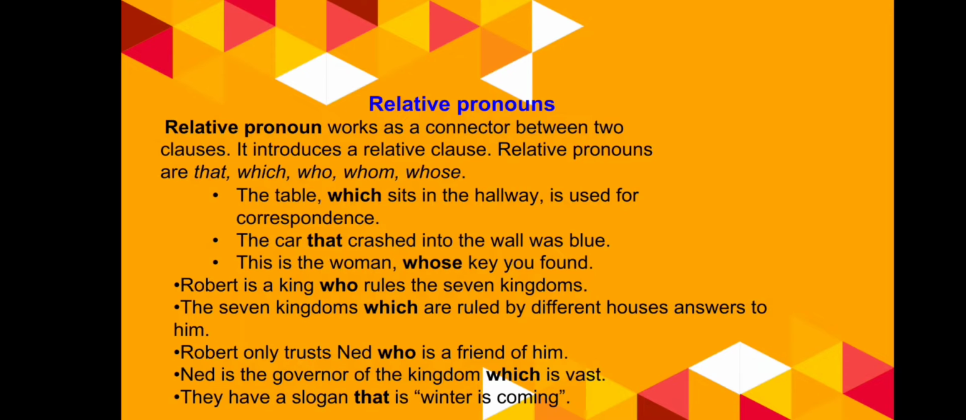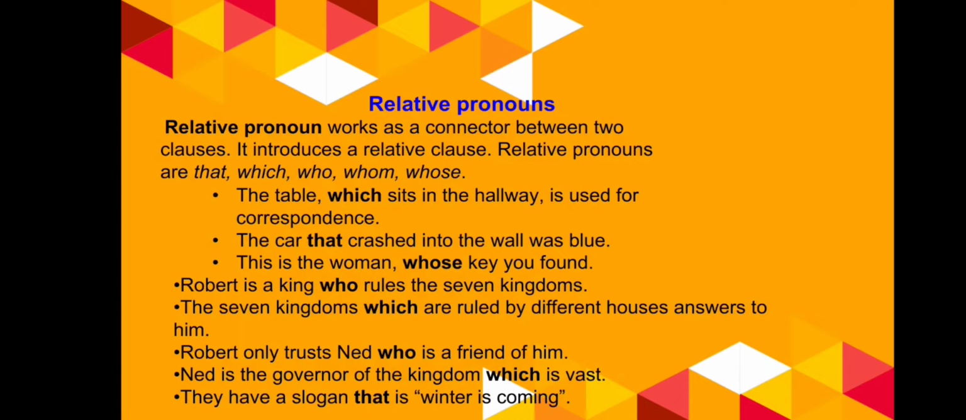Next, the car that crashed into the wall was blue. Here in the sentence, the word that is a relative pronoun and the car is a noun which is used earlier in the sentence. This is the woman whose key you found. Here in this sentence, the word whose is a relative pronoun and the woman is a noun which is referred or used earlier in the sentence.